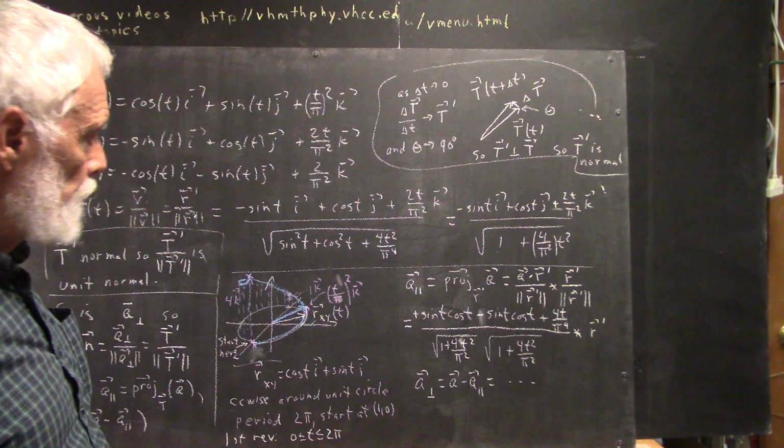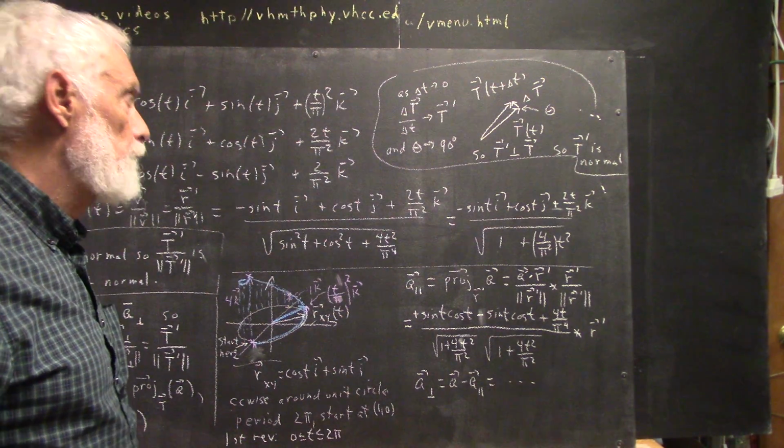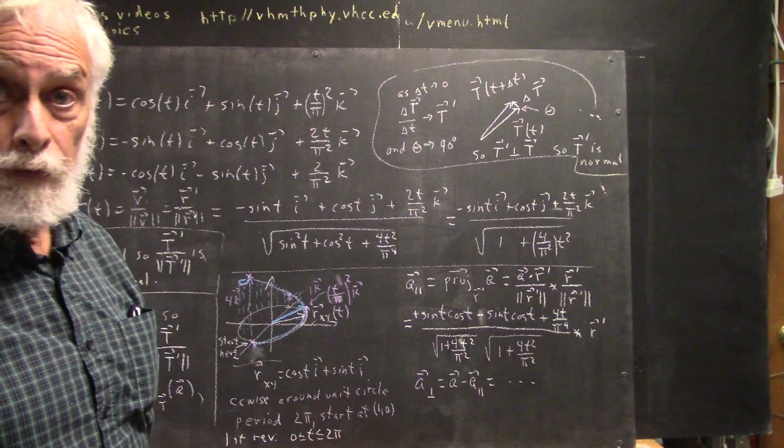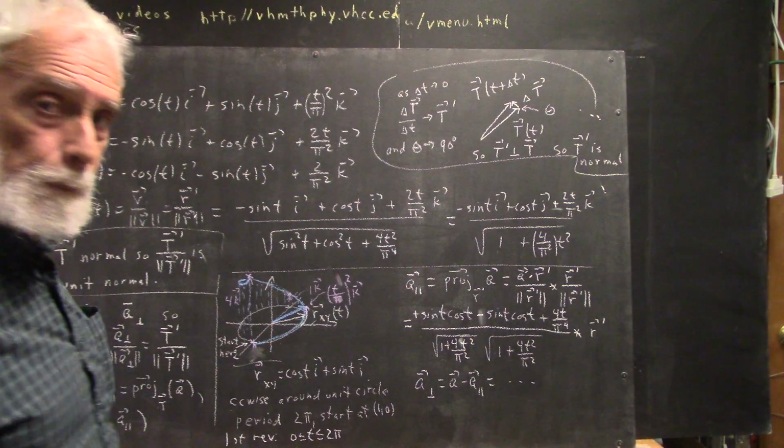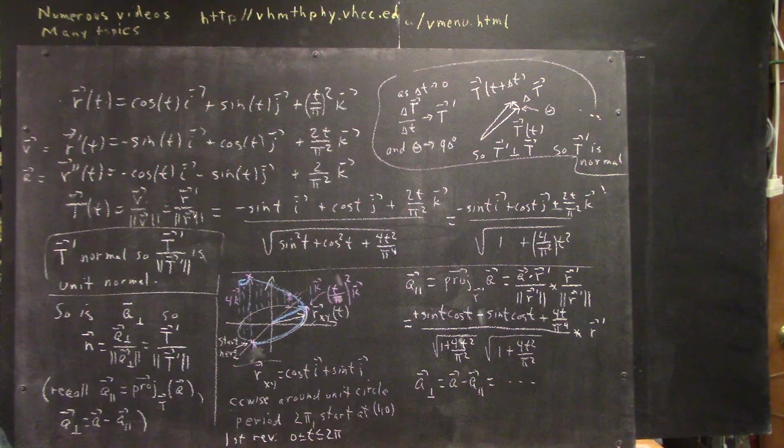Okay, now there are two more things to talk about. One is why the derivative of the unit tangent vector is normal, and the other is how in the world do we graph this thing. So we'll come back to that in just a minute.